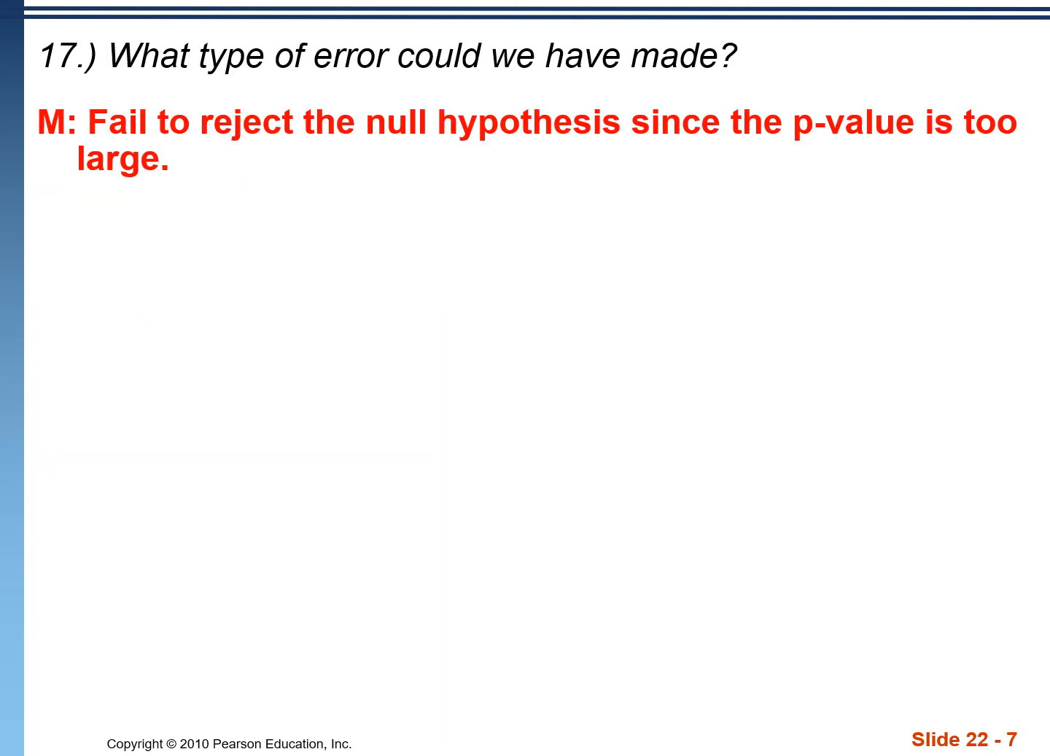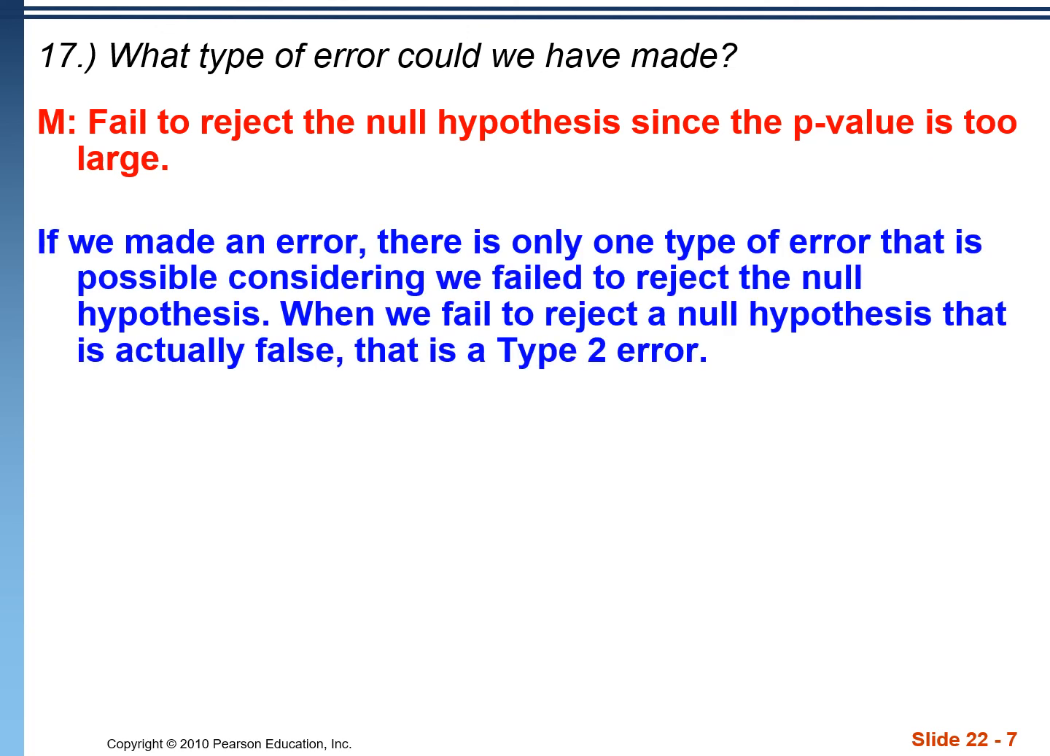Last thing it asks, if we made an error, what type of error did we make? We failed to reject the null hypothesis. There's only one type of error we can make when we fail to reject the null hypothesis. And when we fail to reject a null hypothesis that's false, that's a type 2 error.